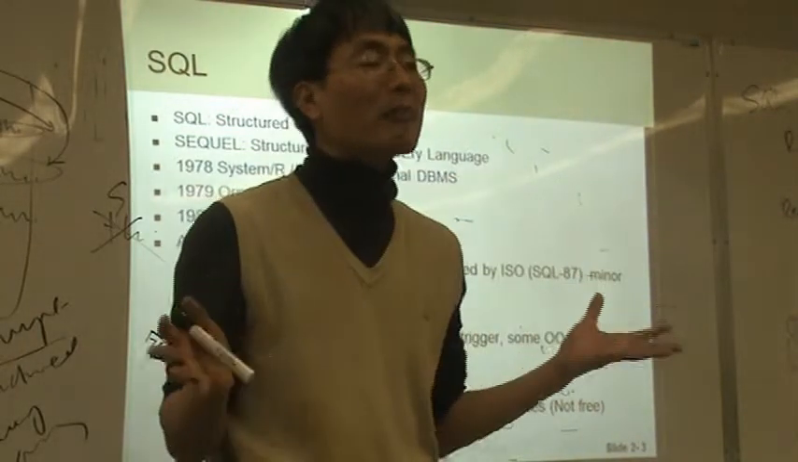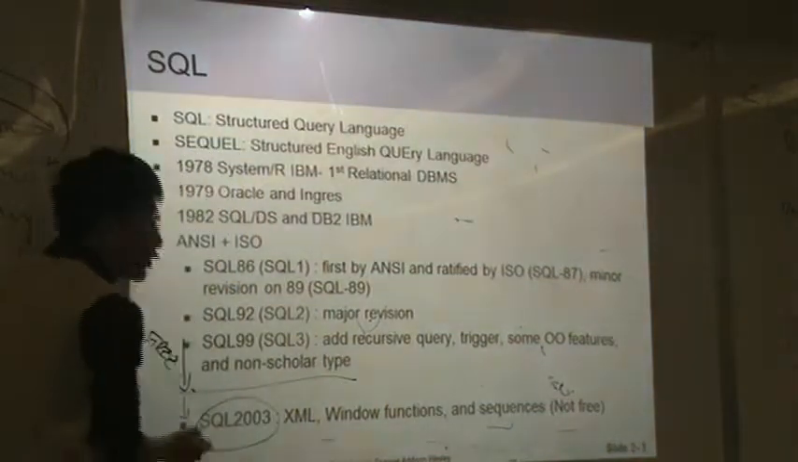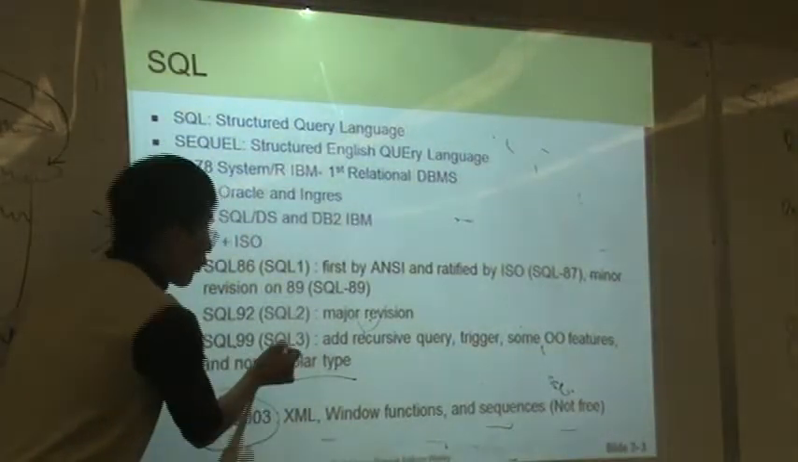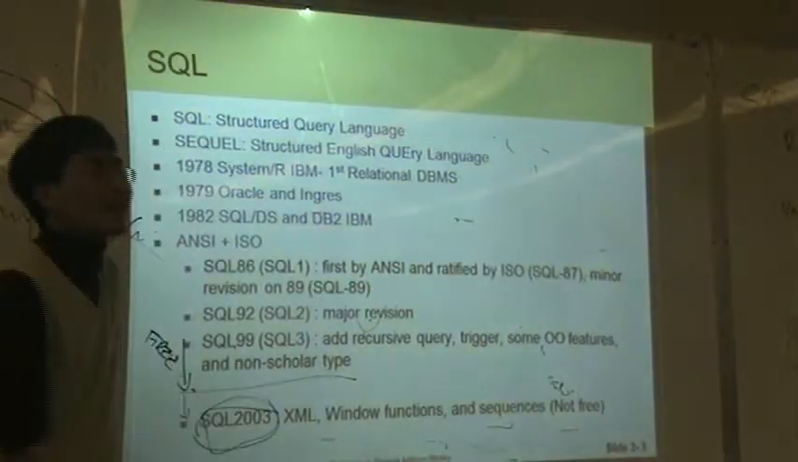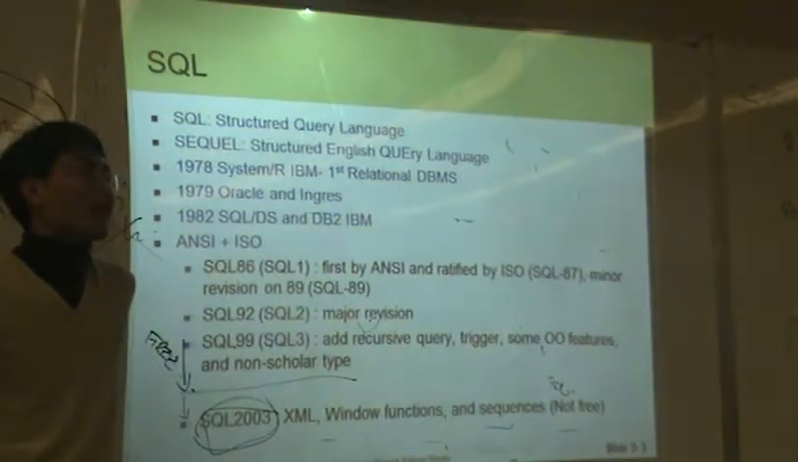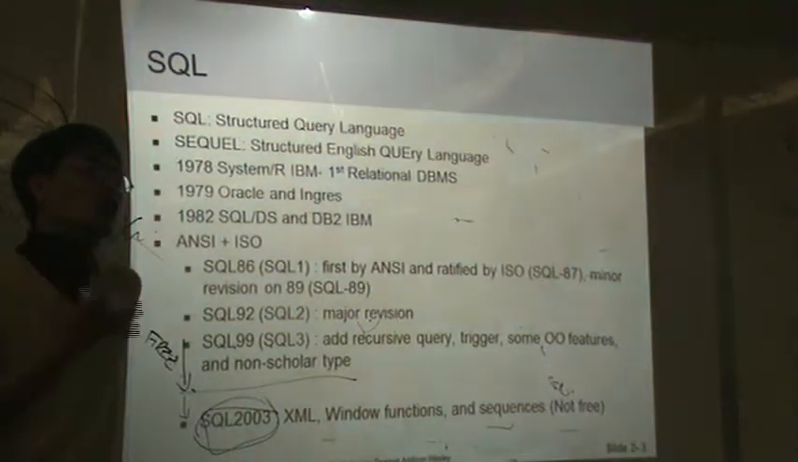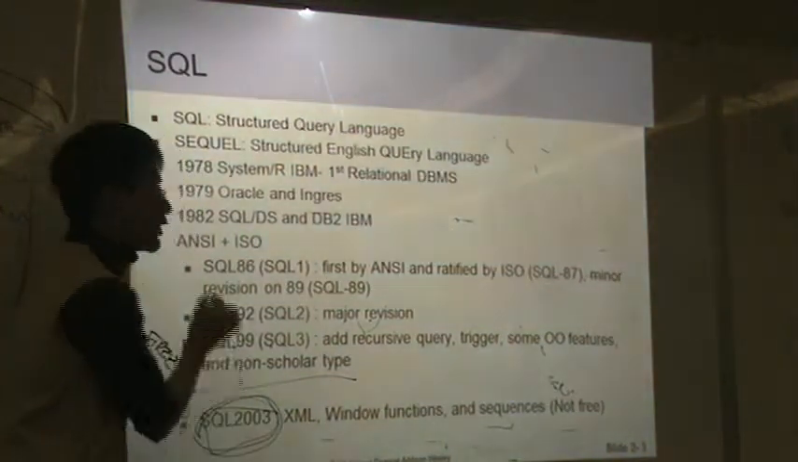All of them are major vendors. So they got together and made a new standard, which is not SQL 4. Instead, they announced that this SQL standard is not free, which means if you want to release a new DBMS product, you need to pay this organization.